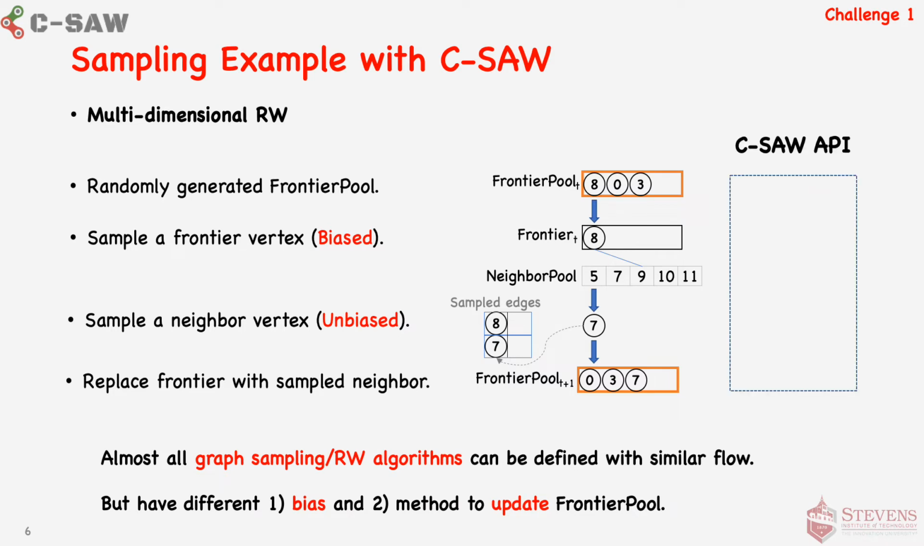Now let's see how Seesaw can implement these algorithms. Our first API, vertex bias, defines how a frontier is sampled from the frontier pool. The second API, bias, defines how a neighbor is sampled from the neighbor pool. And our third API, update, defines how a frontier is updated based upon the sampled neighbor.